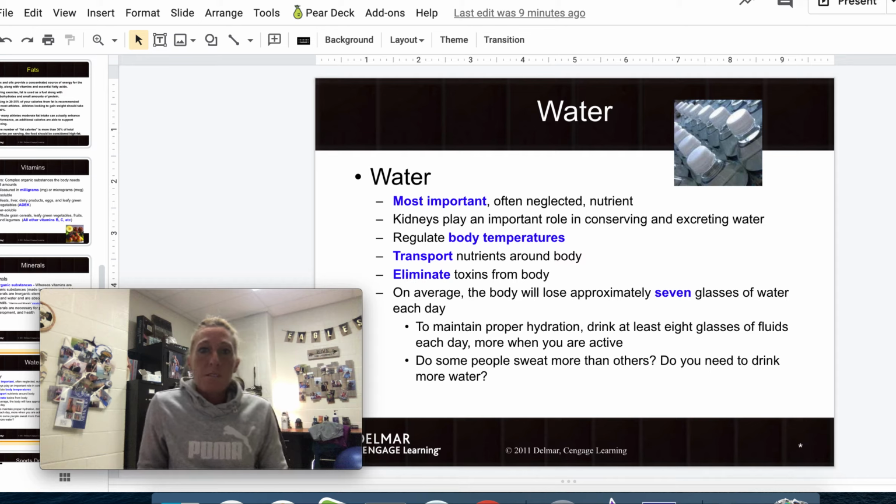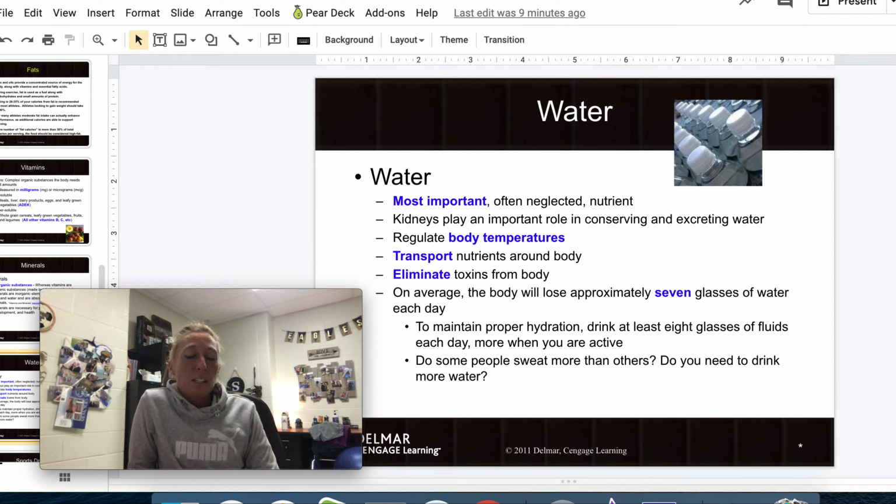Water, I believe, is the sixth and final one of the 6 essential nutrients. Water is the most important, often neglected nutrient. We have to have water. Our body is made of a lot of water that we have to replenish. Your kidneys play an important role in conserving and excreting water. Water helps regulate body temperature. Water transports nutrients around the body. It helps eliminate the toxins from the body.